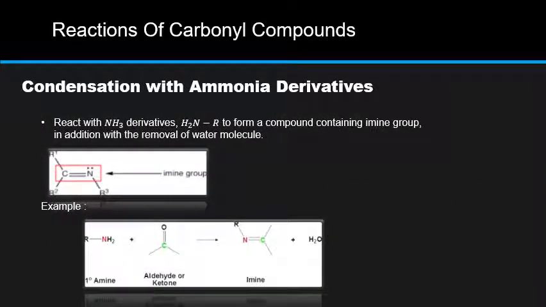Last is condensation with ammonia derivatives. Carbonyl compounds can react with NH3 derivatives, H2N bonded with R, to form a compound containing an imine group, in addition with the removal of a water molecule. Below is an example of how the reaction occurs.